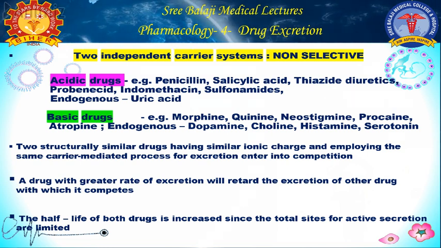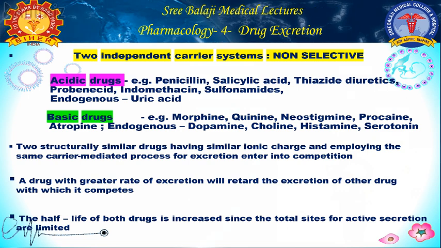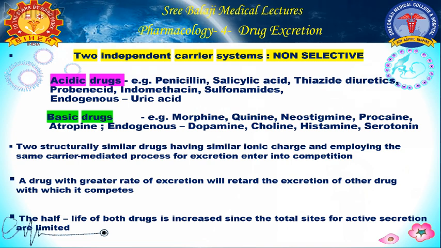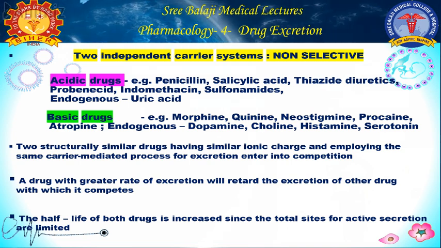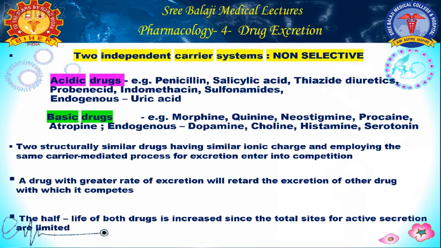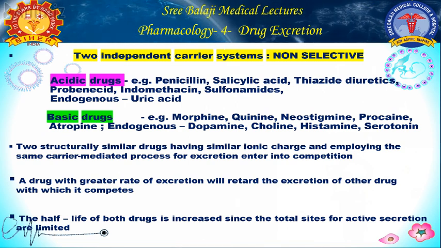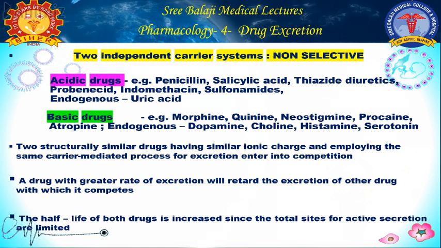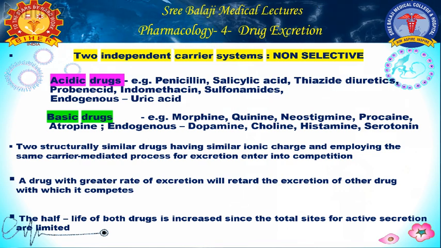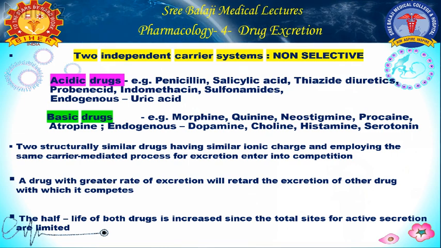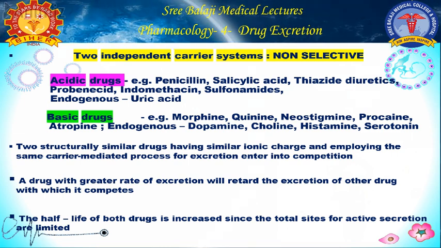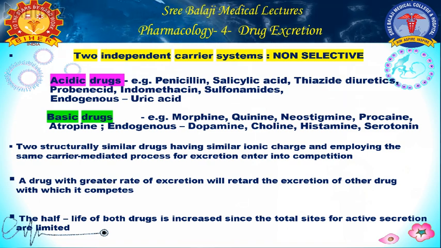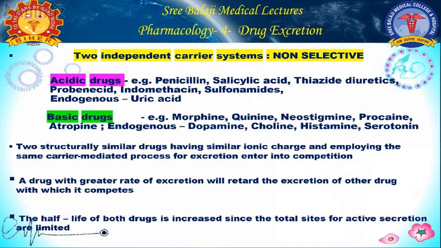In that case, if you are giving two similar acidic drugs or two similar basic drugs, with the same physicochemical properties, then whichever has a greater rate of excretion will go fast, retarding the other drug. So what happens? This results in an increase in duration or prolongation of action of the drug which has been retarded back, right? This can be beneficial in certain cases and harmful in certain cases.